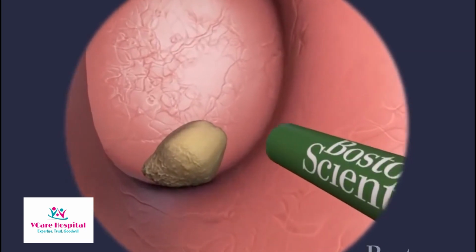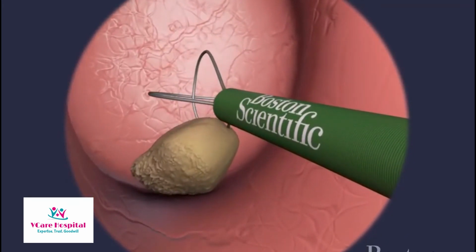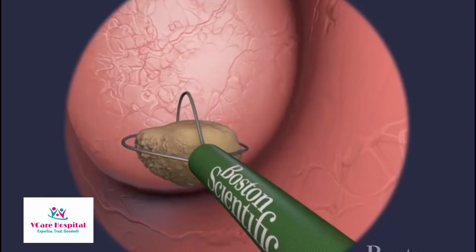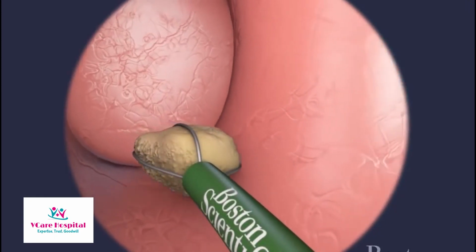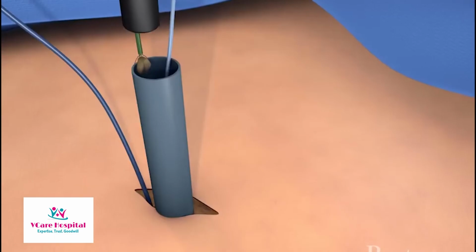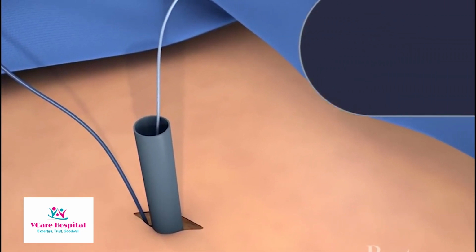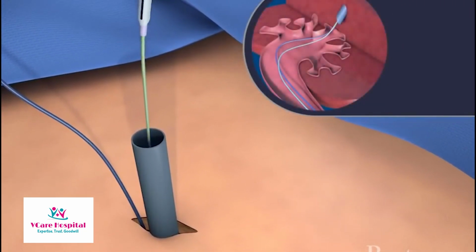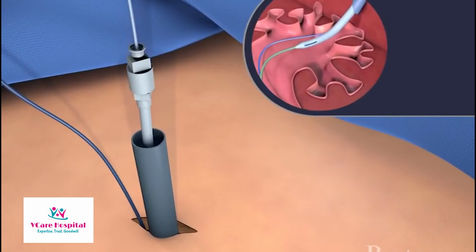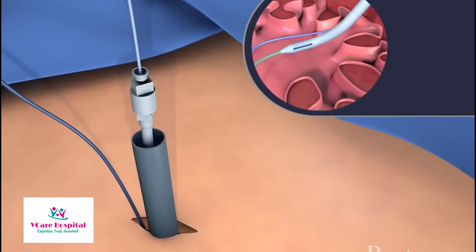Insert the basket into the scope to capture the stone. Remove the stone and cystoscope. Insert the nephrostomy drainage catheter into the sheath over the working wire. Remove the inner stylet from the catheter to enable the catheter to open inside the kidney.